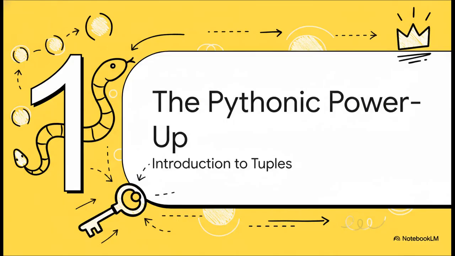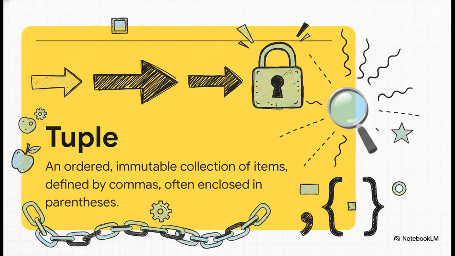All right, our first power-up, it actually starts with something you might have overlooked before, the humble tuple. Yeah, it seems simple, but trust me, it's the secret key that unlocks some of Python's most elegant and powerful features. So what exactly is a tuple? Just think of it as an ordered collection of items that you cannot change. And that key word there is immutable. Once a tuple is created, it is locked in.